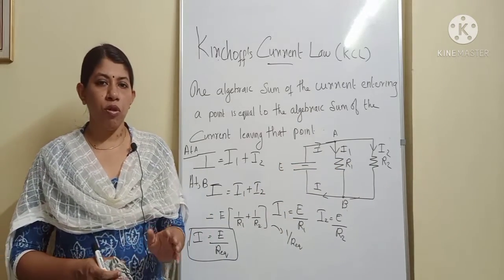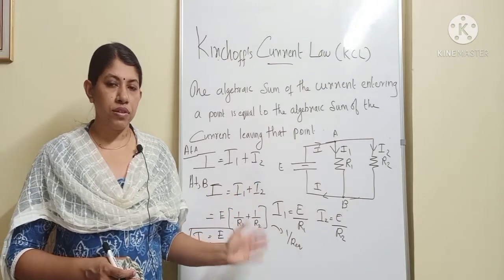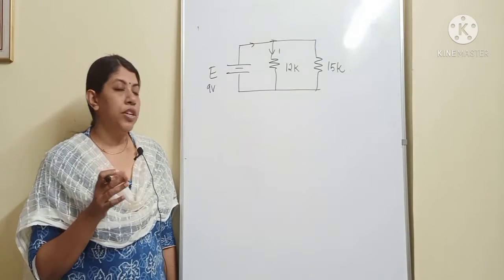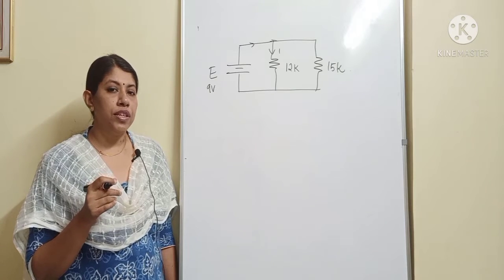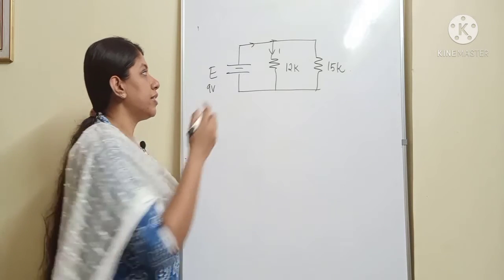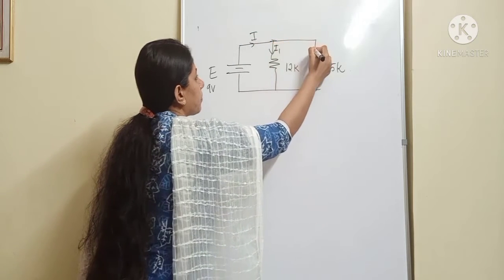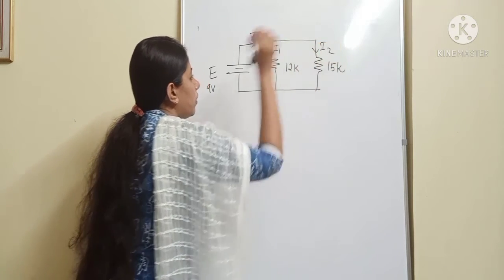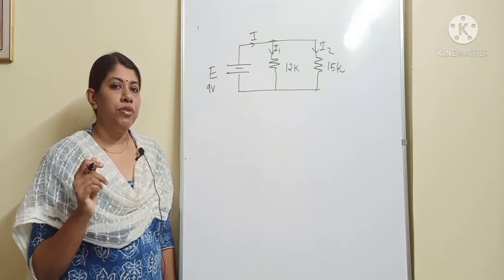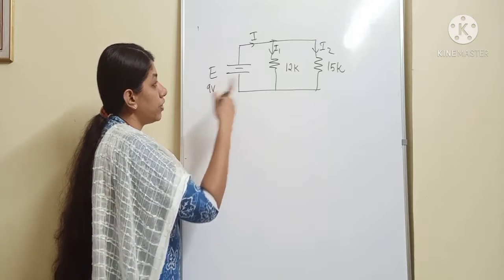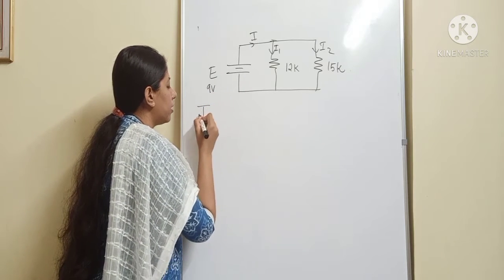Now we will see a small problem so that the concept will be clear to you. You are given a circuit like this and you are asked to find out the total current I as well as the branch currents I1 and I2. How will you solve the circuit? First, we will find out the branch current.